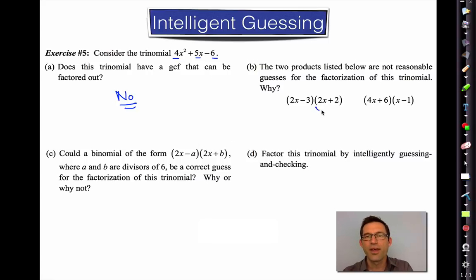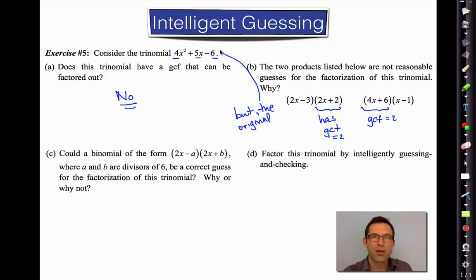All right, well, here's why. This has a GCF of 2, and this one has a GCF of 2. But the original trinomial didn't have a GCF. And a GCF is not going to suddenly appear when there wasn't one to begin with. The factors are the factors. When you factor a number or you factor a polynomial, it doesn't matter the order in which you factor. If there's a greatest common factor that can be taken out, that should be able to be taken out right at the beginning. So if it can't be, then you have no GCF.